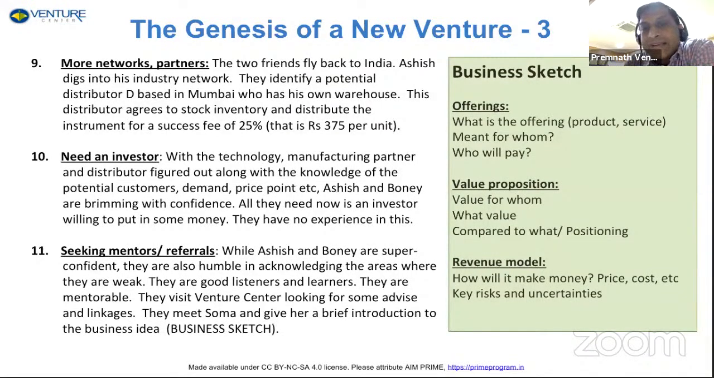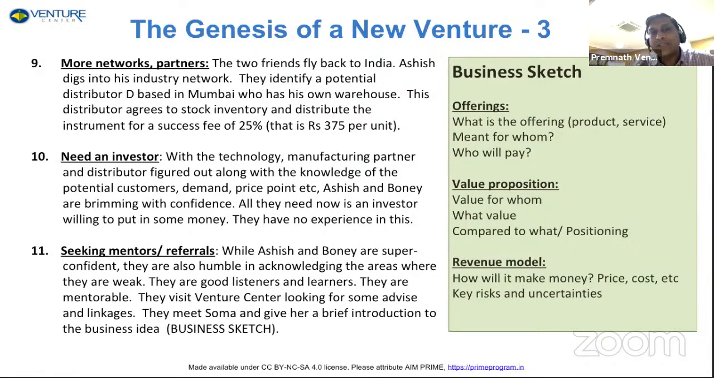He is an industry guy, right? So he has an industry network. They identify a potential distributor D based in Mumbai who has his own warehouse. Okay, and this distributor agrees to stock the inventory and distribute the instrument for a success fee of 25%.